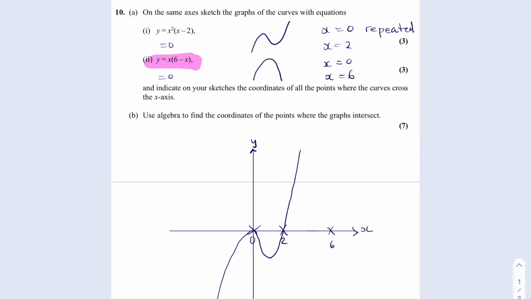So I need to get my negative quadratic on. So let's do something like this. Okay, so let's emphasize that other intersection there. So there's my two curves, and that's my 6 marks. I haven't got any other intersections, so no y-axis intersections. They're both at 0. So that's all done.